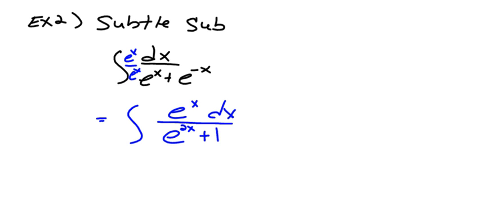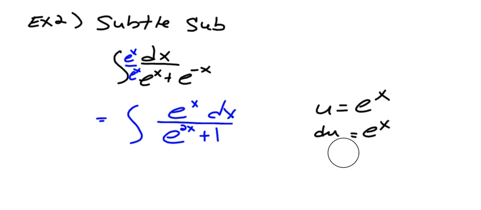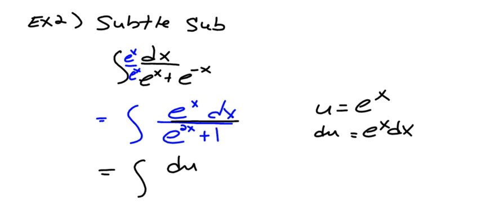So it makes more sense now that if I do my u substitution and let u equal e to the x, I'm going to take my derivative and get e to the x, and multiply both sides by dx. Then I can see I can replace the e to the x dx, and I can replace e to the x. So let's try that, and I now get du over u squared plus 1.